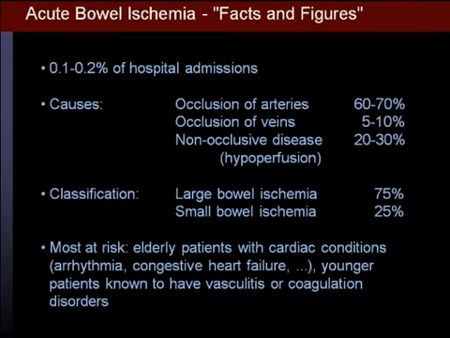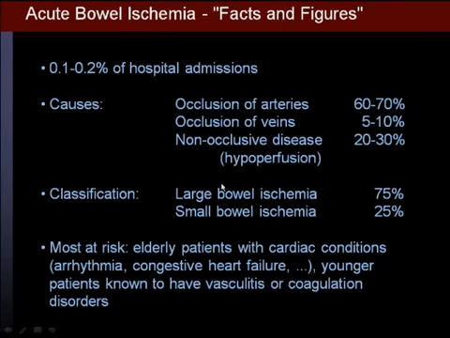Now, bowel ischemia is not a frequent cause, but I have to mention it because it's very important, because it has many consequences for the patient. Now, the causes of acute bowel ischemia are mainly occlusion of arteries, less common occlusion of veins, and quite important is non-occlusive disease because of hyperperfusion. I will talk a little bit later on this one.